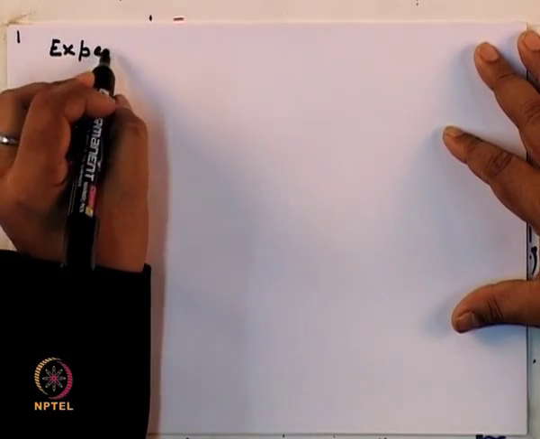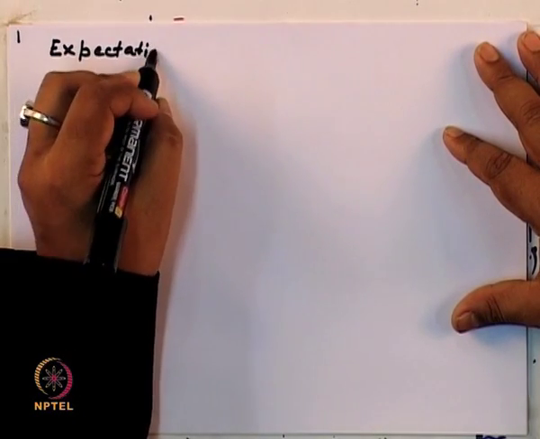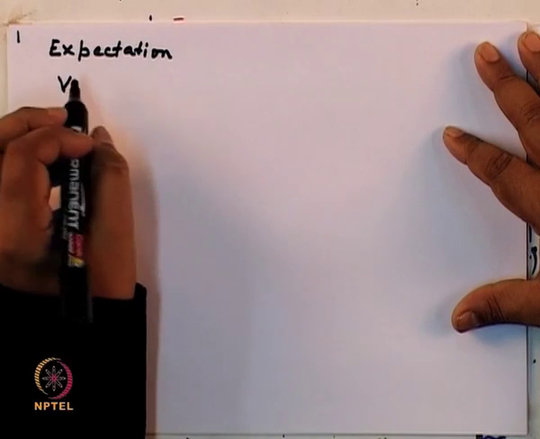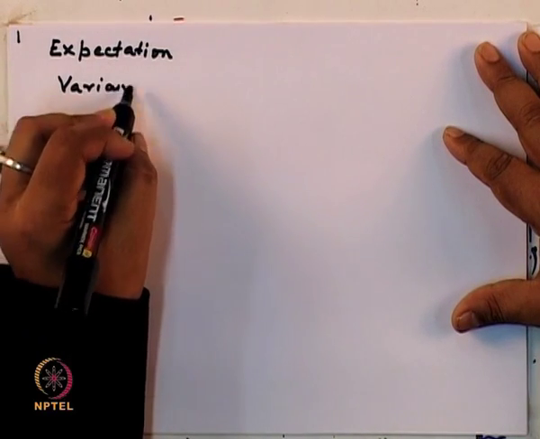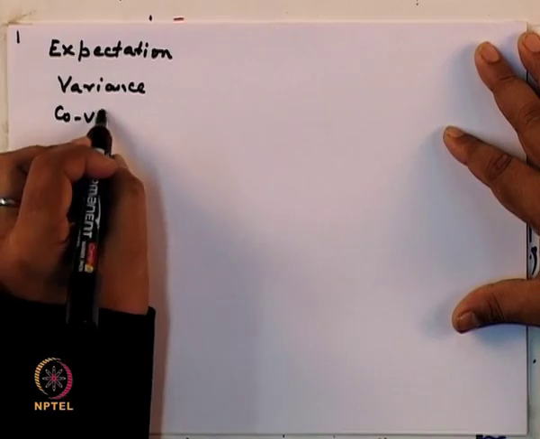We will begin by having a brief recap of what was covered in the previous class. So one of the most important concepts we had introduced in last class was the concept of expectation, and variance, and covariance.